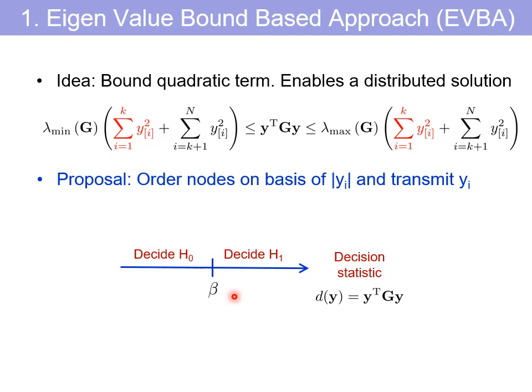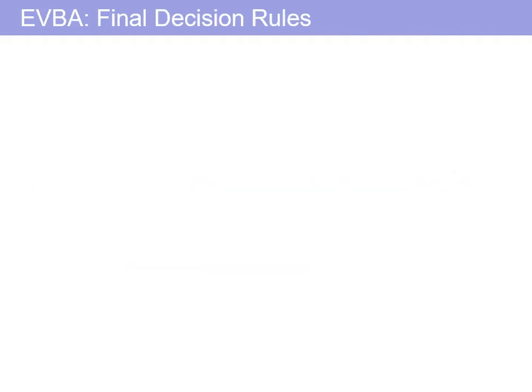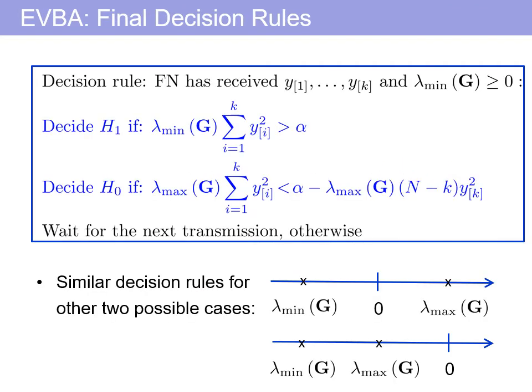So the key idea is that you no longer order the nodes based on LLR, forget it. You order the nodes based on the absolute value of the measurements. And when the node transmits, it transmits its measurement itself to the fusion node. So the fusion node can then compute this quantity, the sum of the received measurements, and then do basically these comparisons. If you make those comparisons, then you can come up with a set of decision rules. These are what the fusion node follows to arrive at a decision or wait for the next transmission.